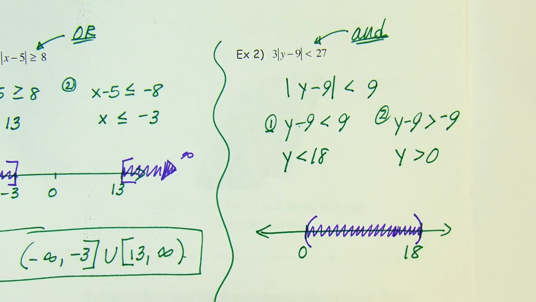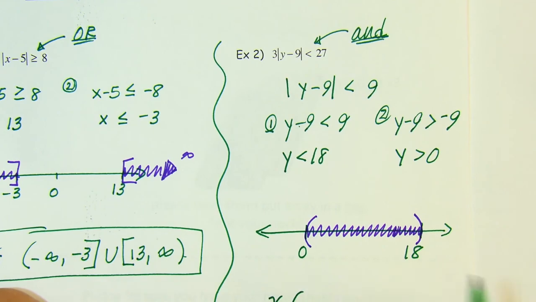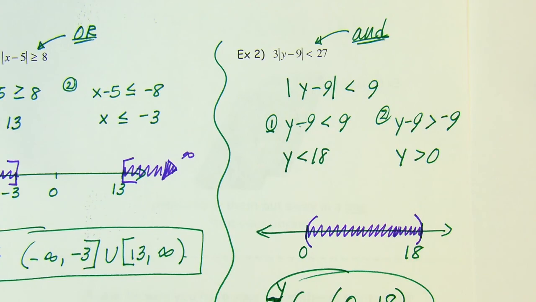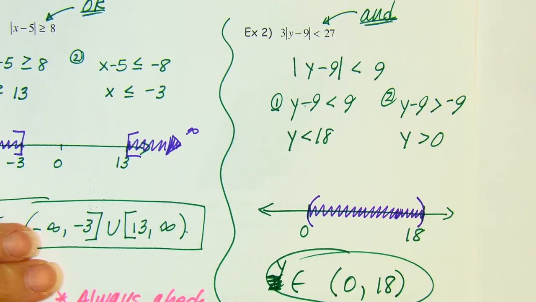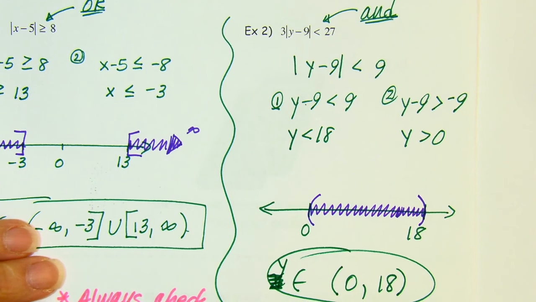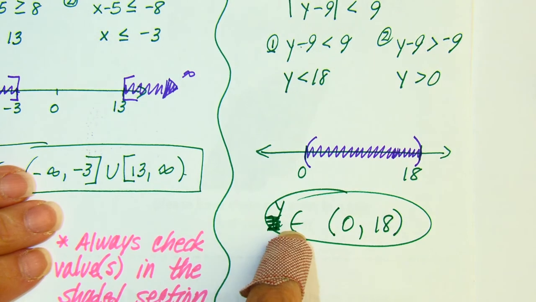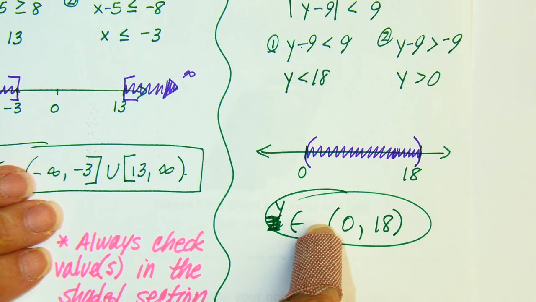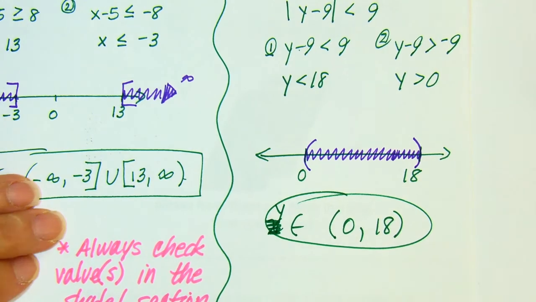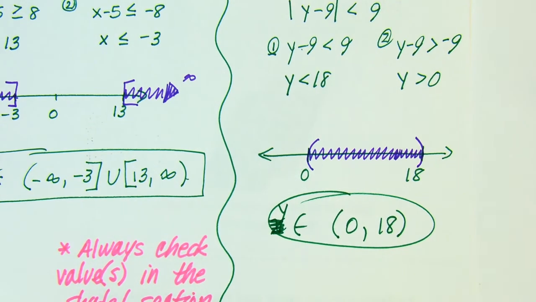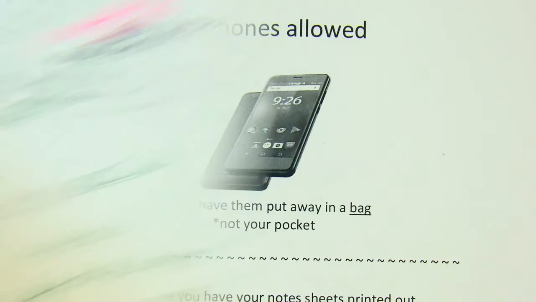Okay, so let's write our solution set. X, actually, technically, this should be y is an element of 0, 18. Parentheses, because it's not equal to. Okay, so technically it's y because my variable that I was using was y. So y is an element of the interval 0 to 18, not including 0, not including 18, but everything in between. Okay, so hopefully this isn't too terribly difficult for you to comprehend.